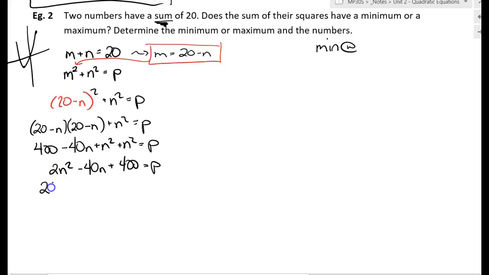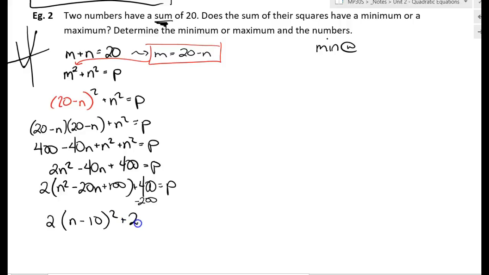So first things first, factor out 2n squared minus 20n. Remember that we've taken the 2 out of both of these terms. Then we've got plus 400 over here equals p. Well, half of 20 is negative 10. Squared is 100. So it's really like we've added 200. So we're going to subtract 200 as well. So we've got 2 n minus 10 squared plus 200 equals p.